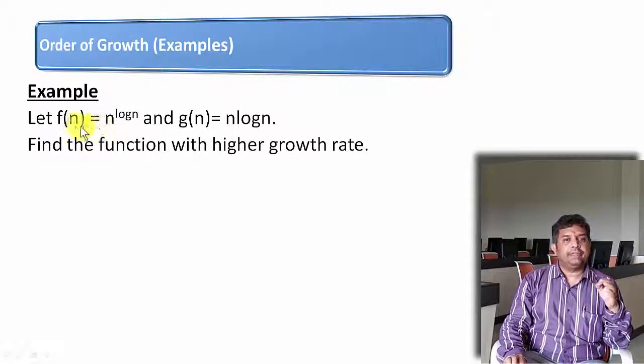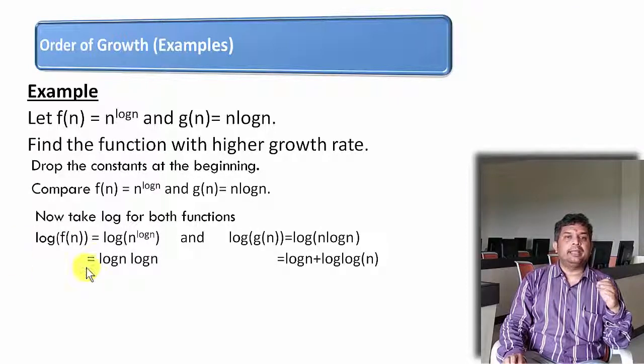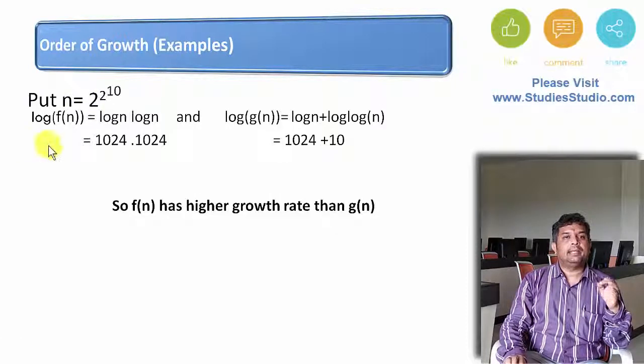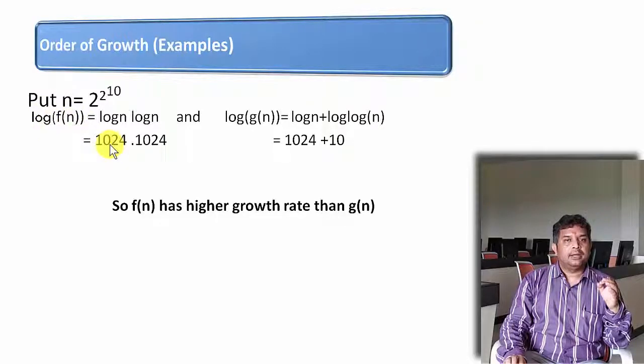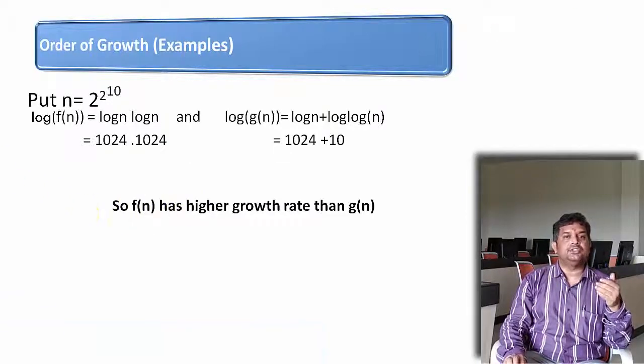One more problem. Fn equal to n to the power log n and Gn equal to n log n, and we need to find the order of growth. Now there is no constant, so no need of dropping any constant here. Take log on both sides. We get log n times log n for Fn, and for Gn we get log n plus log log n. If we substitute n equal to 2 to the power 2 to the power 10, log Fn becomes 1024 into 1024 and log Gn becomes 1024 plus 10. So which one is greater? Fn is greater, so we can say Fn grows higher than Gn.